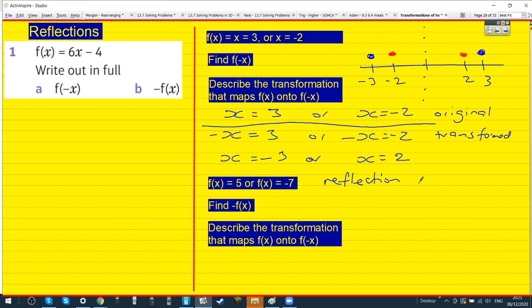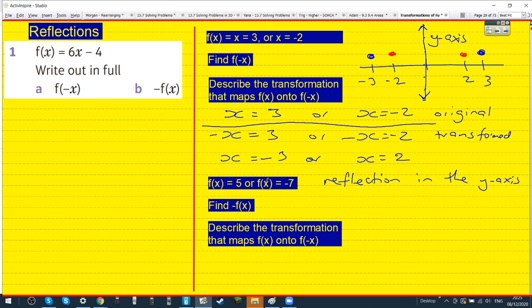A reflection in what? In the vector? Nope. What's the name of this line? Would that just be the origin? That's the y-axis. Reflection in the y-axis. Yep. It'll come together at the end, I promise.